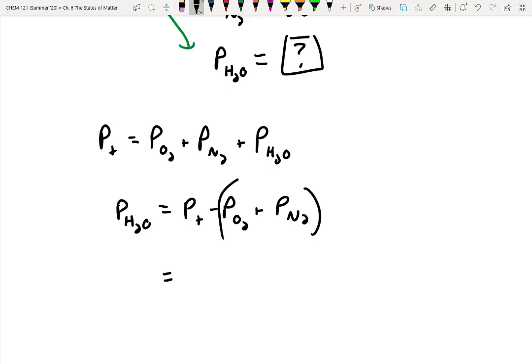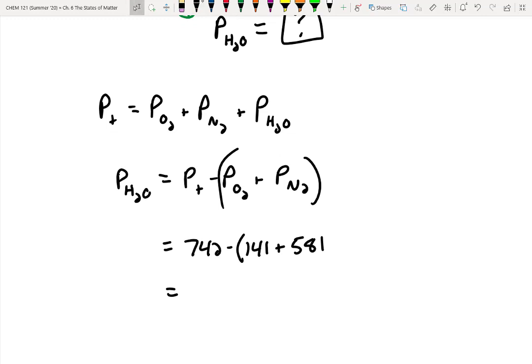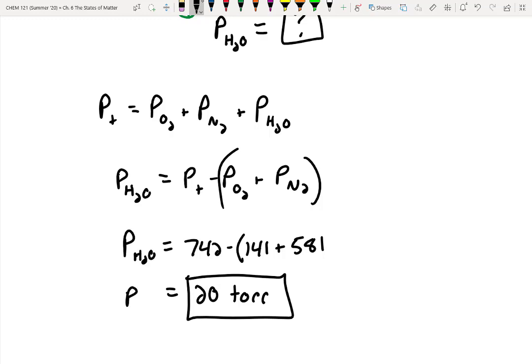Okay, so let's go ahead and plug that in. We know we've got 742 minus our partial pressure of O2, which was 141, plus our partial pressure of nitrogen, which was 581. And that tells us that the partial pressure of water in this case would be equal to 20 torr. So it's a useful tool for finding out, let's say, a missing component of a gas mixture. If you know all of the other variables, solve for the variable you don't know. In this case, we were just solving for the partial pressure of water down here.